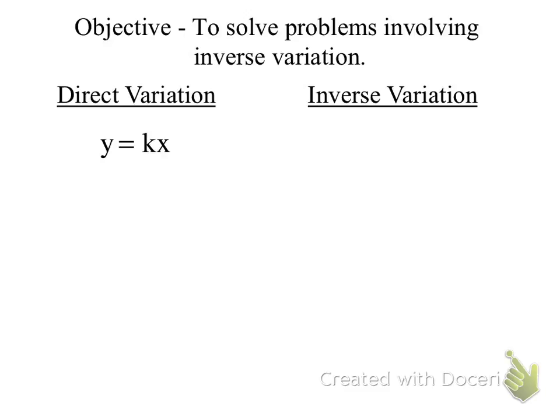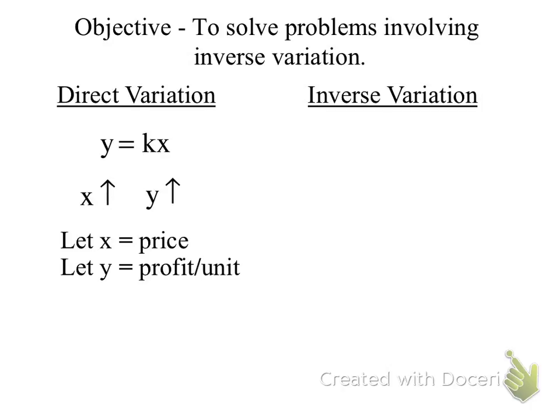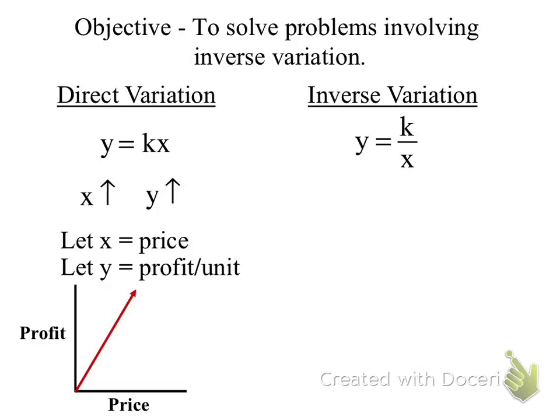y is equal to kx, and as one quantity increases, the other quantity increases. I just said that a couple times. Okay? As one quantity increases, so does the other. For instance, if the price goes up, then my profits go up, right? That would be a direct relationship. Here's what it looks like in the graph. In an inverse variation, however, it looks like this.